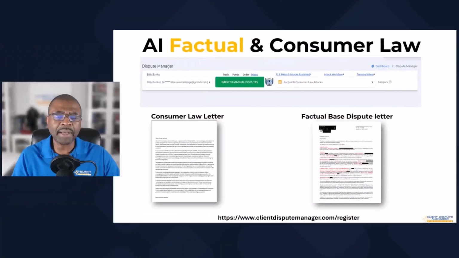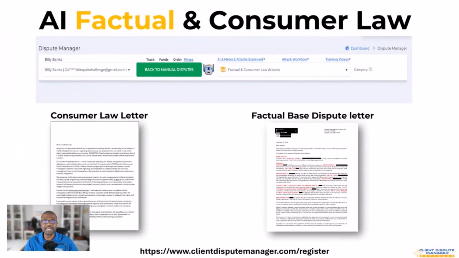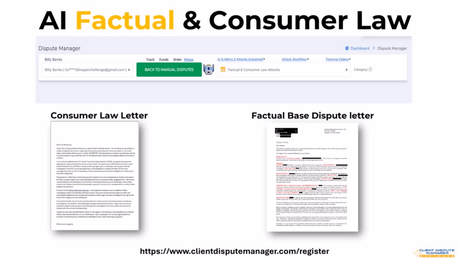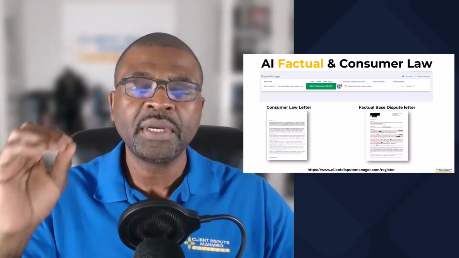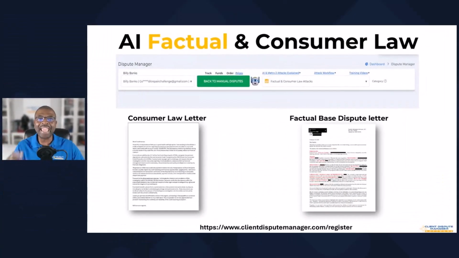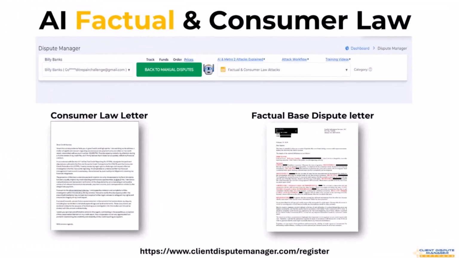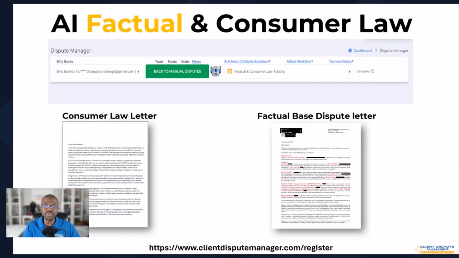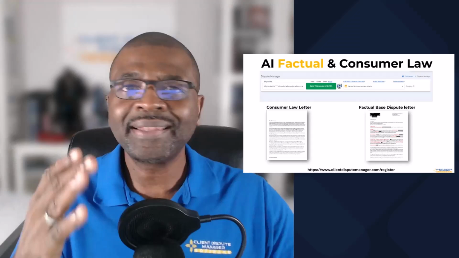All right, so the first thing I want to talk about is our AI and our factual AI and consumer law engine, right? This is a dispute engine, and we call it AI factual and consumer law. Now, why do we call it that? Because when you import a customer's credit report, it will analyze the credit report, identify the inconsistent information and inaccurate information, and then it'll draft a consumer law or factual based dispute letter based on your choosing, because we have different categories of dispute types that you can choose, and it'll do it for you in less than 30 seconds.